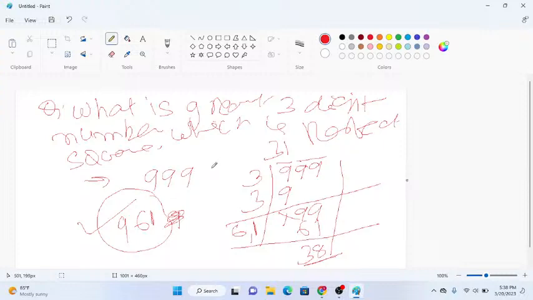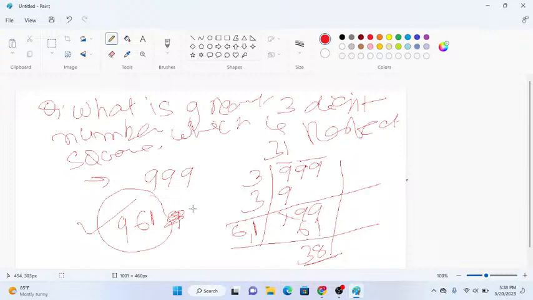But my question is the greatest three digit number which is a perfect square. So our correct answer is what? 961. Okay. In the same way, we are explaining one more example.